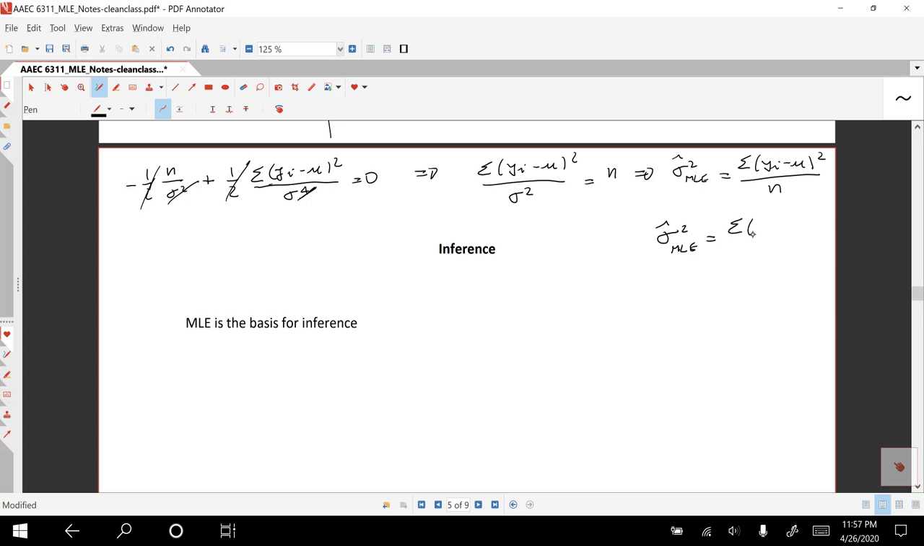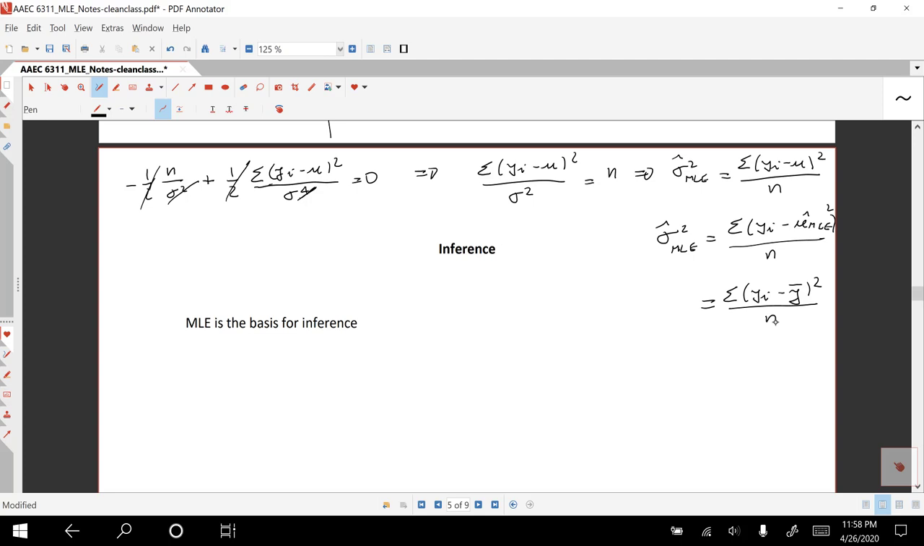It is going to be equal to the sum of (yi minus mu hat MLE) squared, which happens to be the average value of y, divided by n. And that's the way that we find our maximum likelihood estimators for the mean and the variance of the normal distribution. As you can see, both the mean and the variance of the normal distribution are a function of the observed values of y.